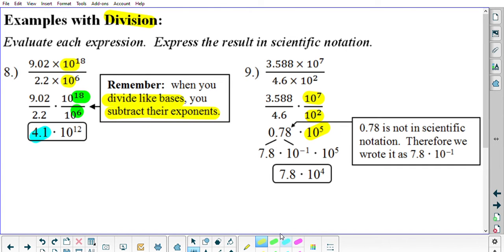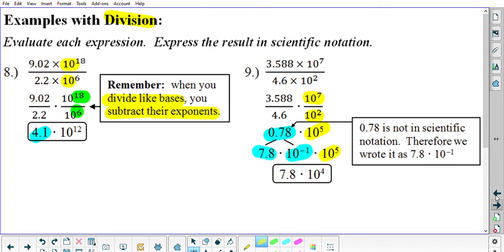Now, this time, 0.78. That is not in scientific notation. So, remember, whenever you have small numbers that are 0 point something, they are the kind of numbers that are going to get negative exponents when you write it in scientific notation, times 10 to a power. So this is going to become 7.8 times 10 to the negative first. And then, obviously, we still have the 10 to the 5th. 10 to the negative first times 10 to the 5th would be 10 to the 4th. And now we have an answer that is in scientific notation.